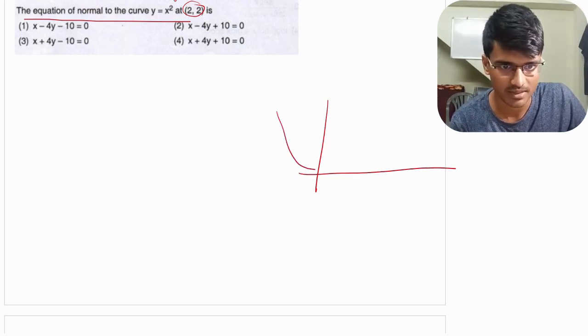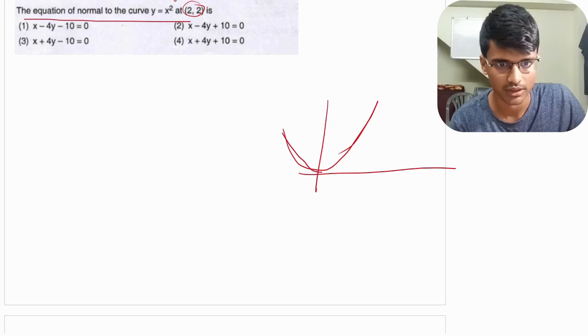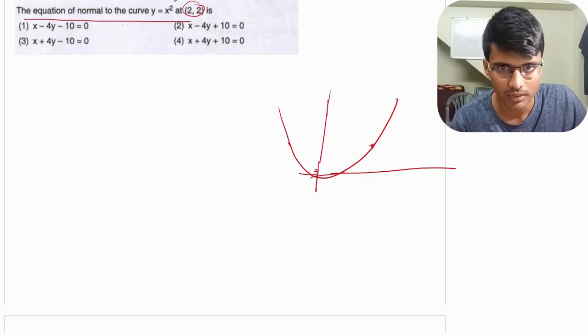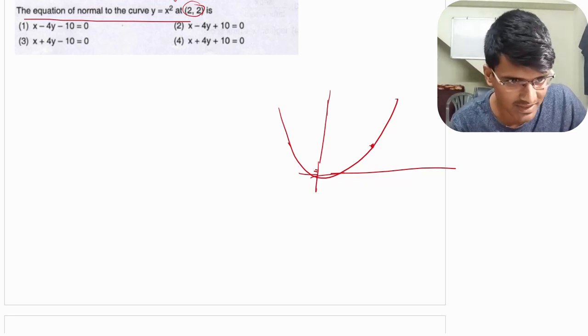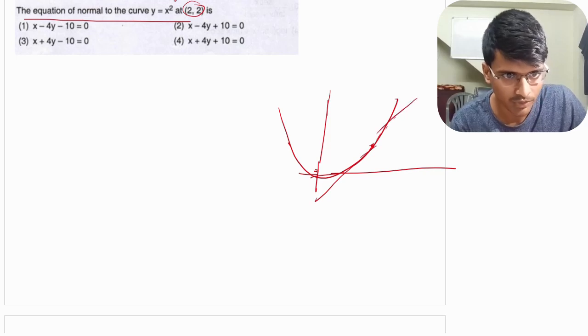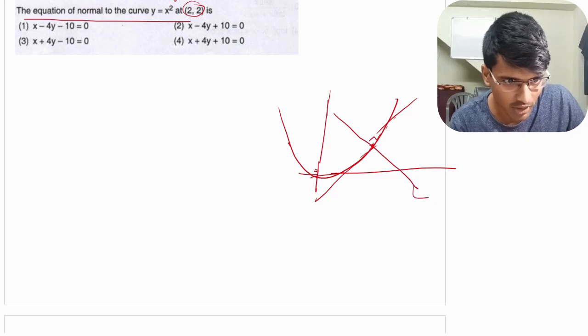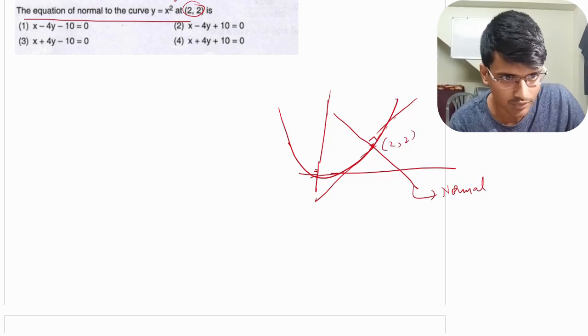So the x square graph is something like this, right? Y equal to x square. Oh, I'm so sorry, this touches the origin, right? Yeah, so this is something like y equal to x square, and 2 comma 2 is somewhere here. This is our tangent at 2 comma 2. The normal is perpendicular to this line. This is my normal, and this is my 2 comma 2. So they are asking us the equation of this normal.